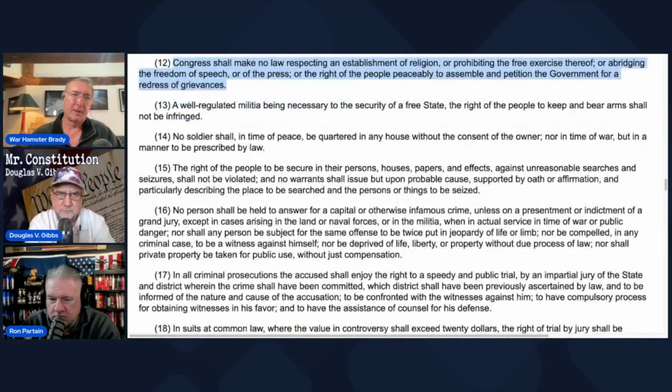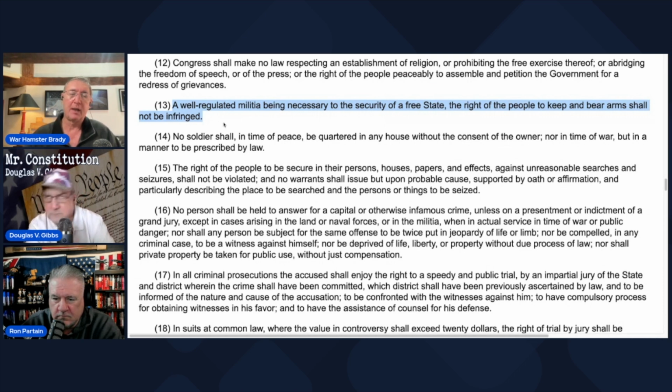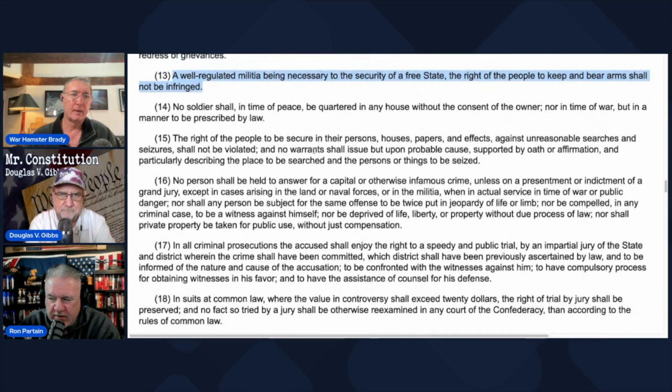This would be the Second Amendment: a well-regulated militia being necessary to the security of a free state, the right of the people to keep and bear arms shall not be infringed. That would be verbatim. No soldier shall, in time of peace, be quartered in any house without the consent of the owner, nor in time of war, but in a manner prescribed by law.